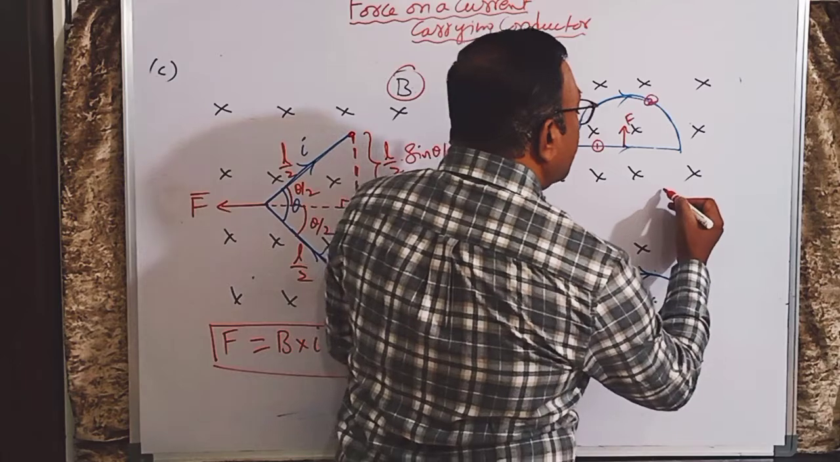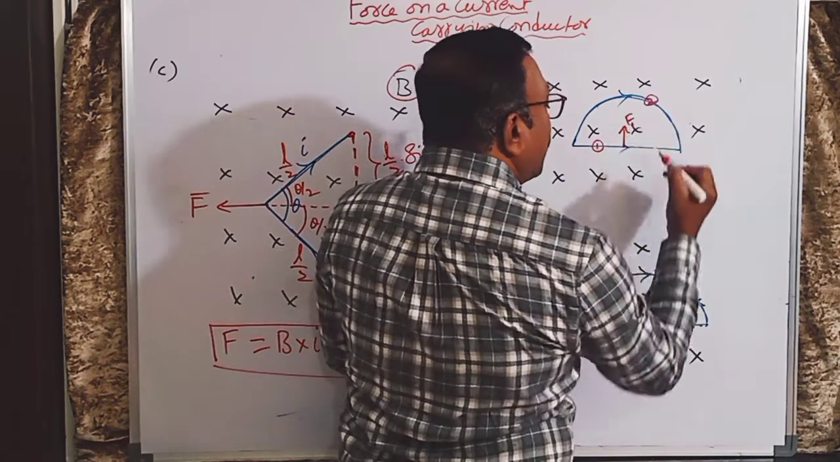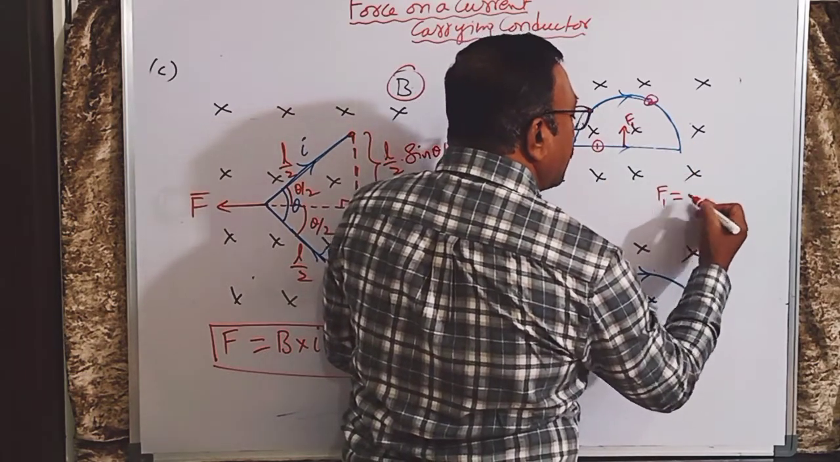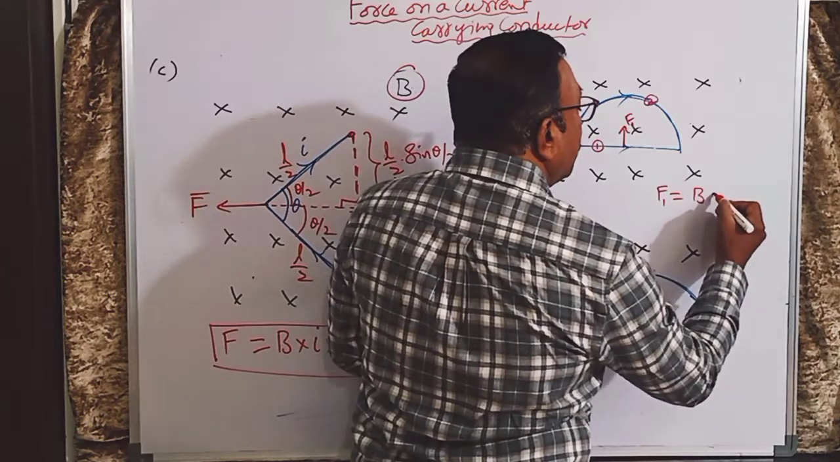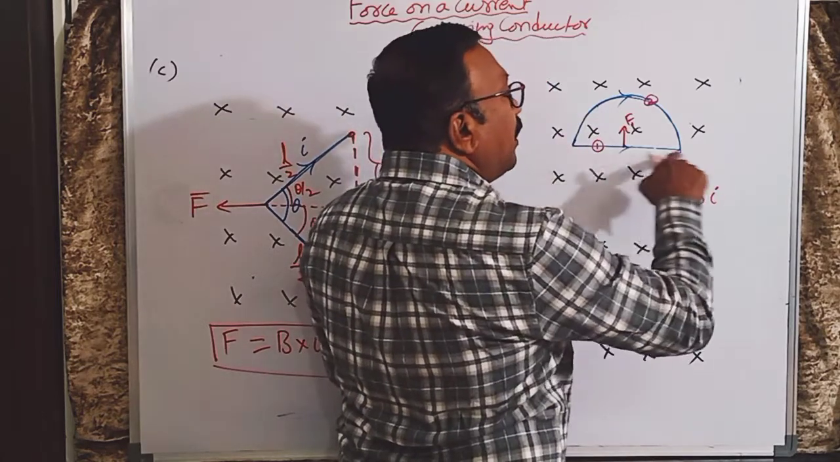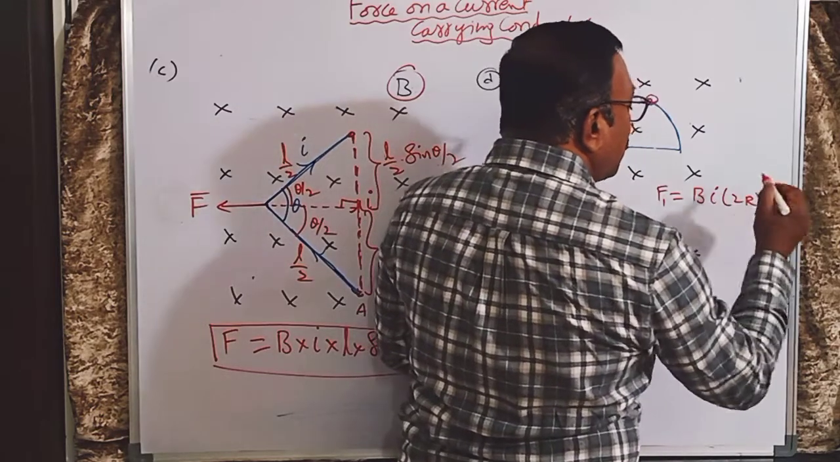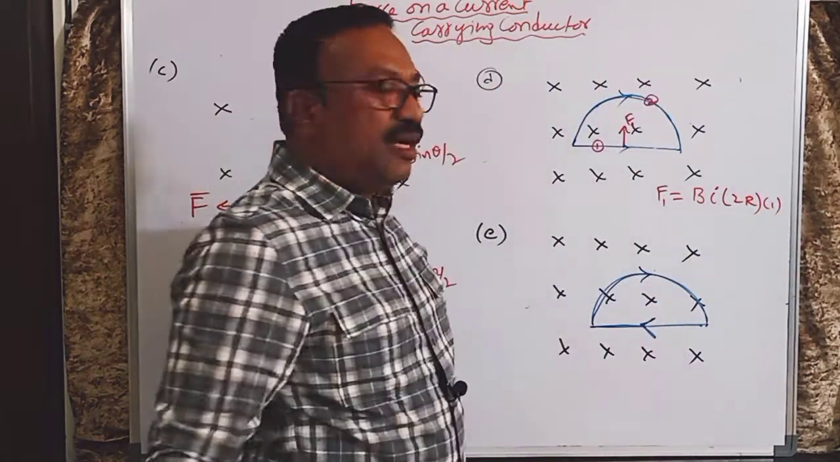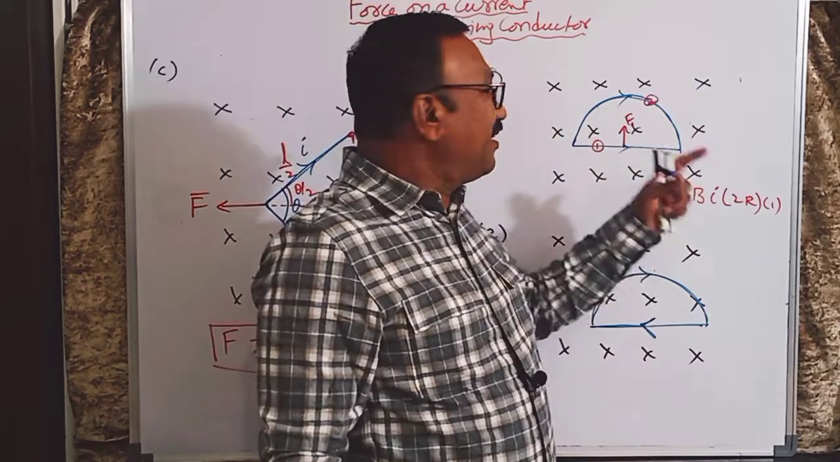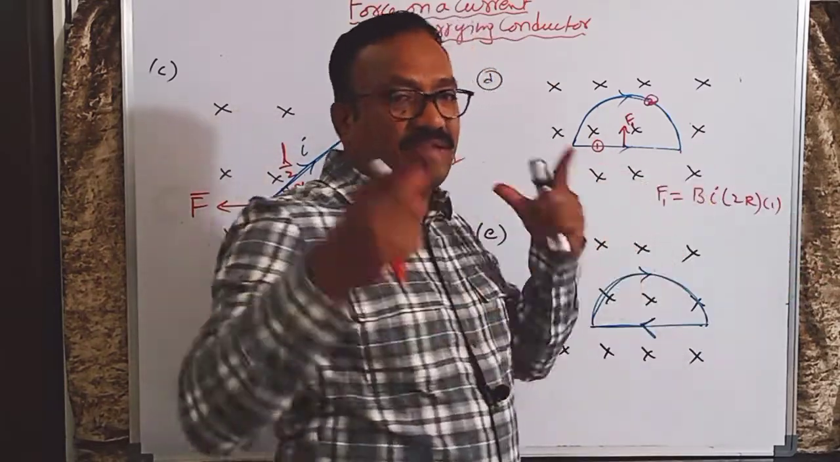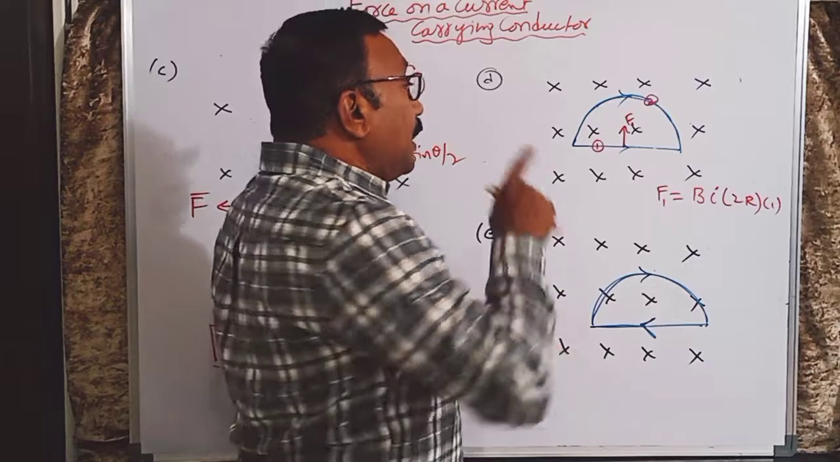How much is that force? Let it be F1. F1 is equal to B into I into L. This is L, so 2R, into sine 90. I already told you, whenever a loop is in an inward magnetic field, theta has to be taken as 90 only.